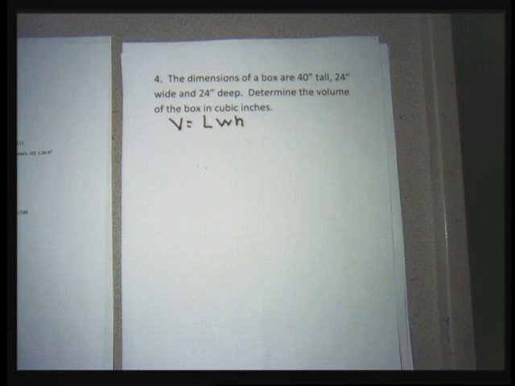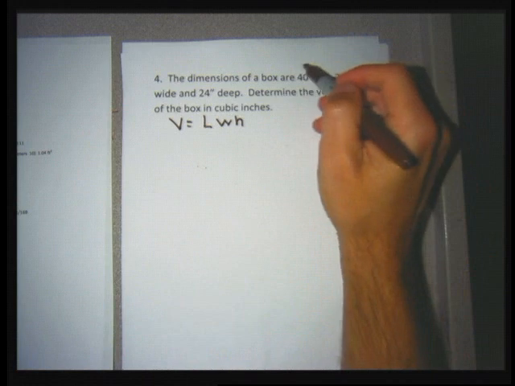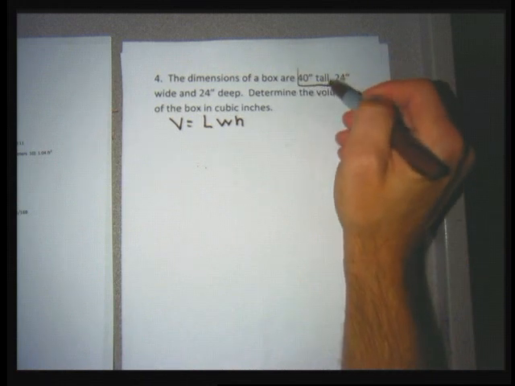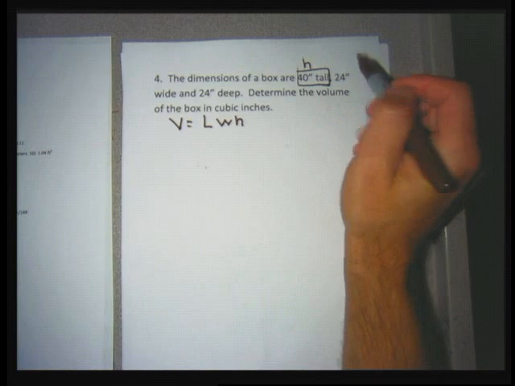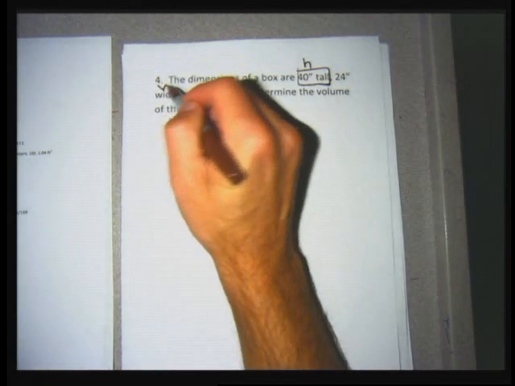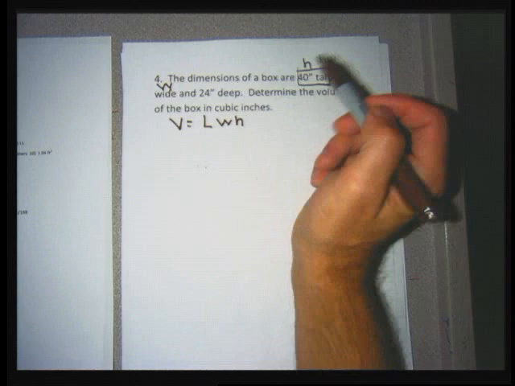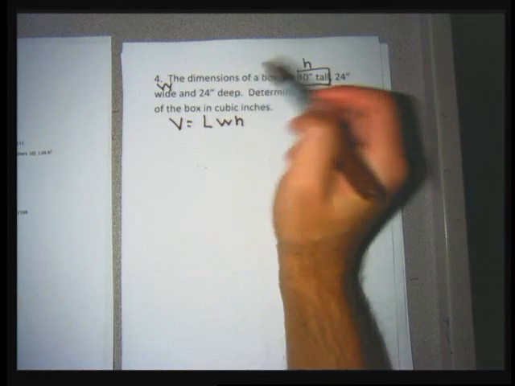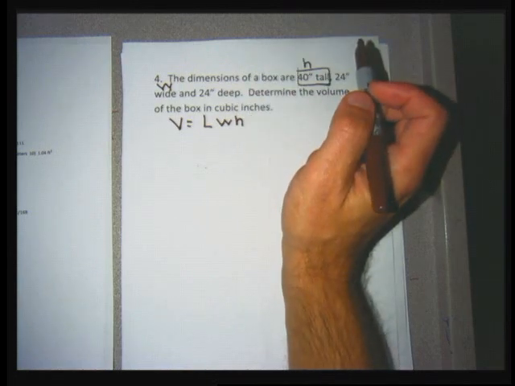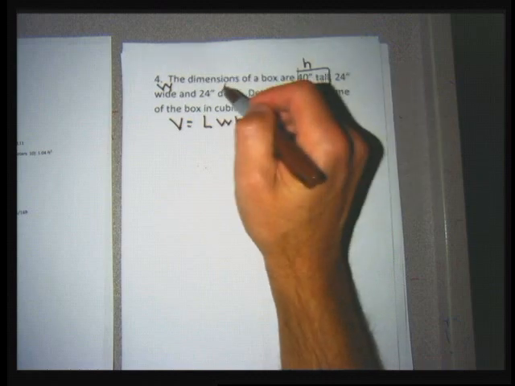So question 4 wants me to find the volume of a box, and volume of a box, which is a rectangular solid, is length times width times height. And I have to figure out what I want each number to be. The tall, I'm going to call the height. The wide, I'm going to call the width. And then the depth, I must have to call it the 40 inches. I guess I'm going to have to call it the length. I don't have another letter for it. Maybe this wasn't the best choice of letters, but it kind of doesn't matter.